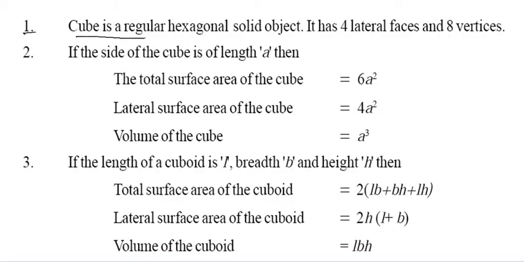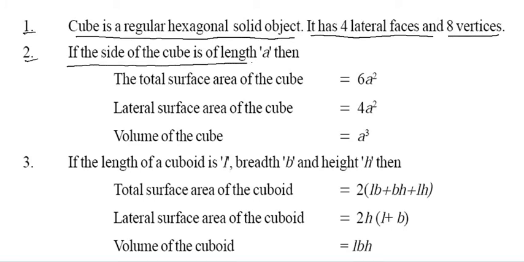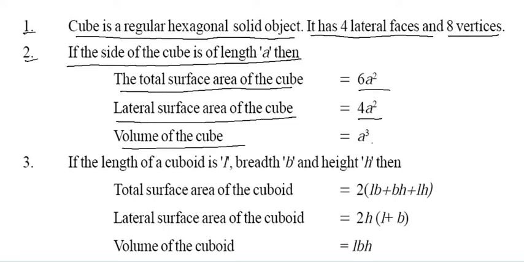First, cube is a regular hexagonal solid object. It has 4 lateral faces and 8 vertices. Second, if the side of a cube is of length A, then the total surface area of the cube is 6A square, lateral surface area of the cube is 4A square, and volume of the cube is A cube.